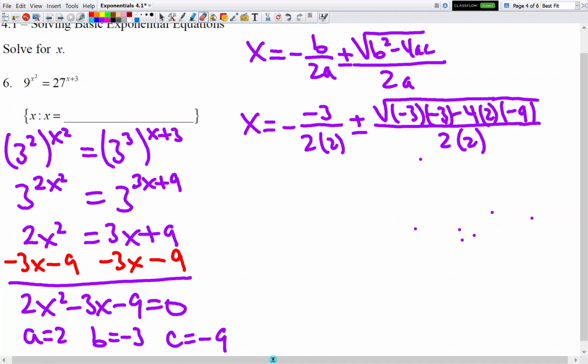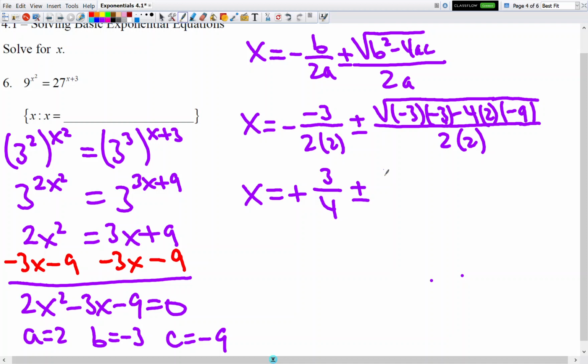I just want to make sure I plug in everything correctly, because I don't want to realize I plugged in something wrong when I'm already at the end of the problem. So first fraction: the negative makes a positive, and then 3 on the top, 4 on the bottom. That was pretty easy.